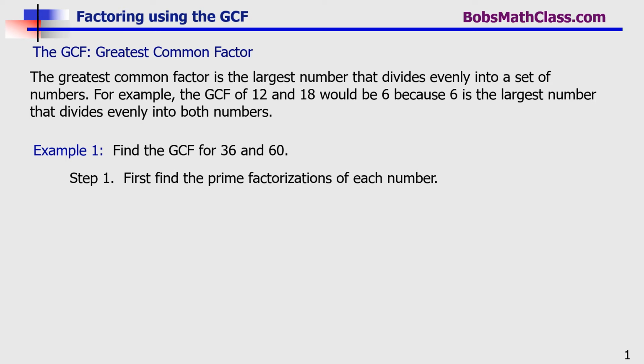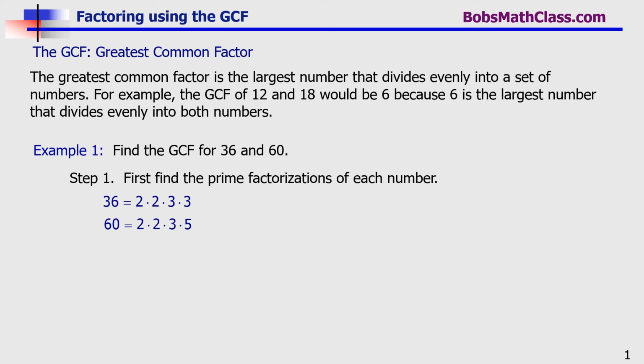If you don't know the prime factorization, I have some other videos on prime factorization, so make sure you look for that if you want to. Anyways, 36, you could do the tree to do that, 6 times 6, and then break down 6. 6 is 2 and 3 and 2 and 3. So 36 is 2 times 2 times 3 times 3.